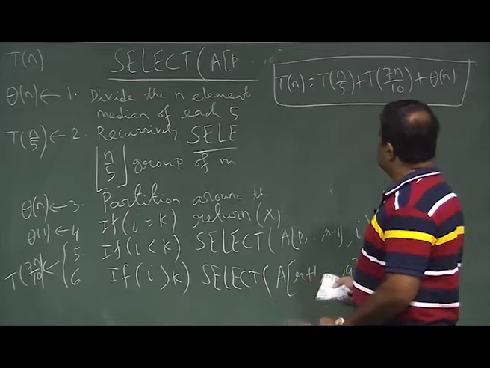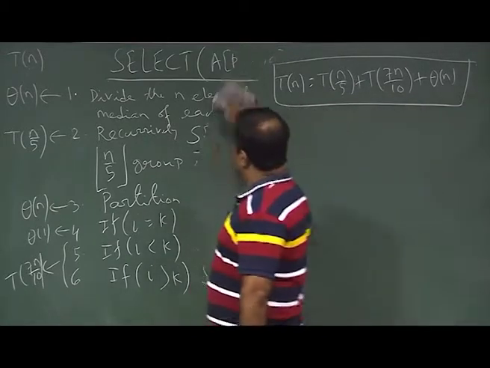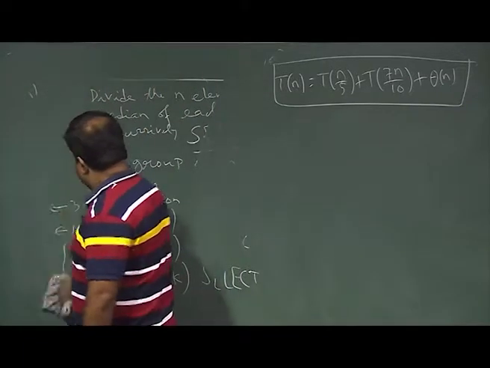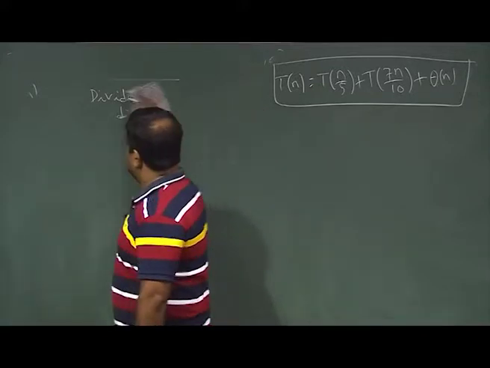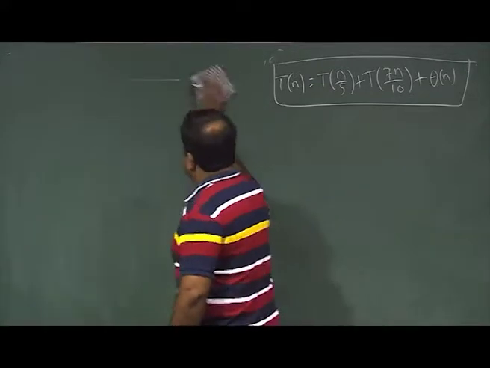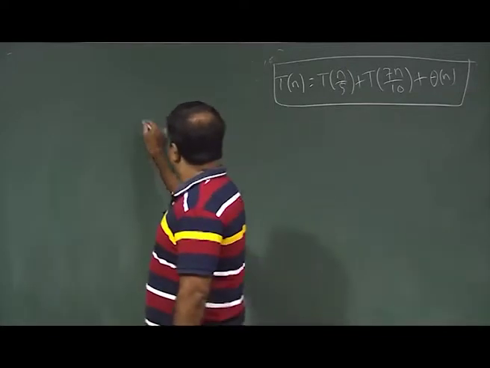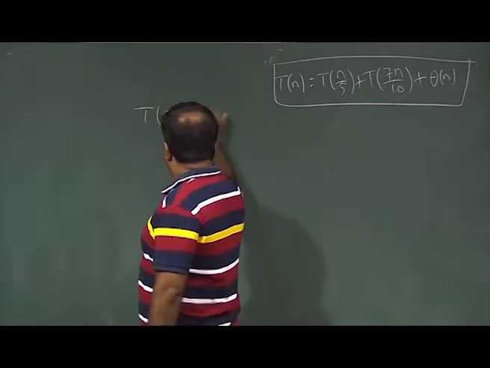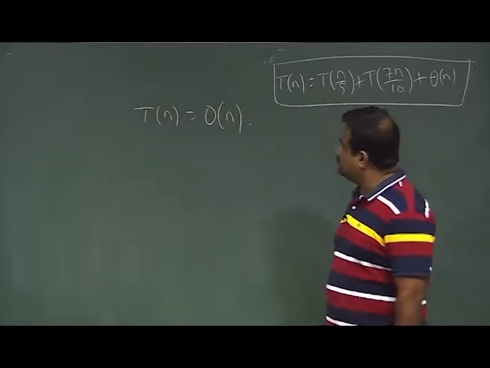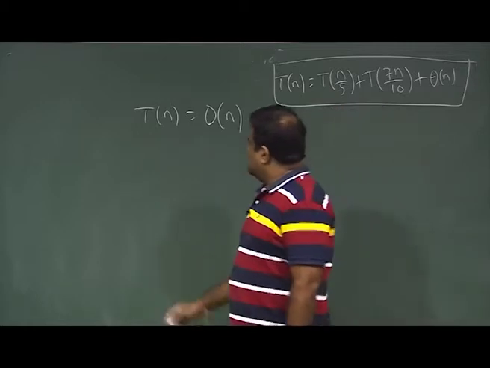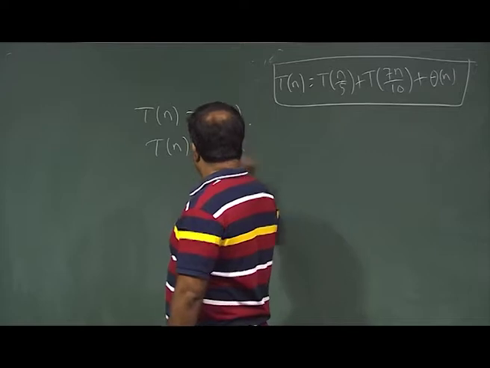So, how to solve this? We can try the recursion tree to get the solution. Otherwise, we can try the substitution method to get the solution. So, let us try the substitution method. We are thinking that T of n will be big O of n. This is our assumption. That means we are thinking that T of n must be less than or equal to some Cn, for some constant C.